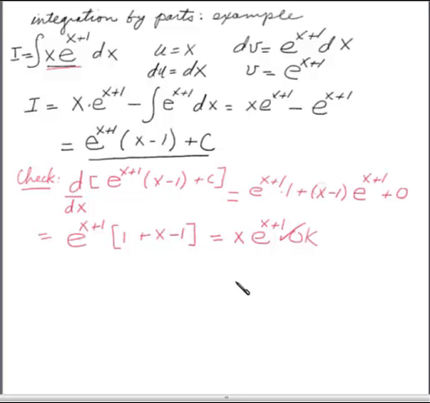Now I said that we would look at something that was a little more complicated. In fact, I think let's clear the screen. All right, so now we want to look at the integral of natural log of x e to the x dx.